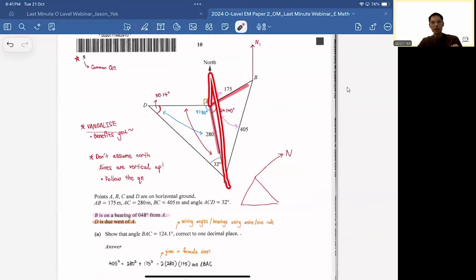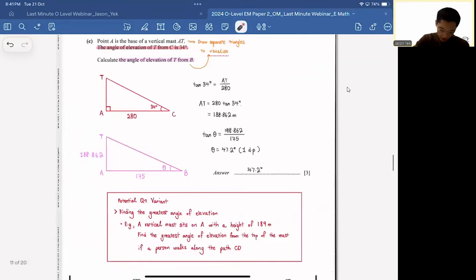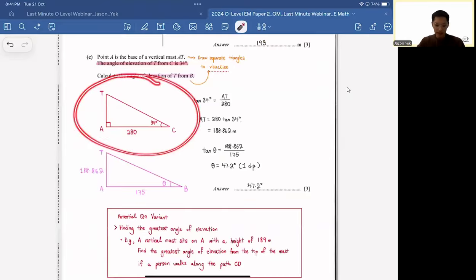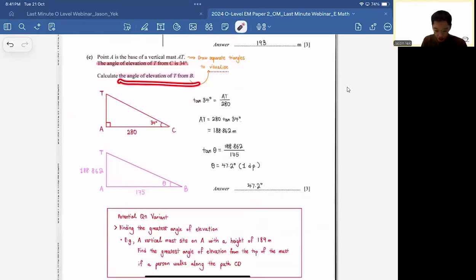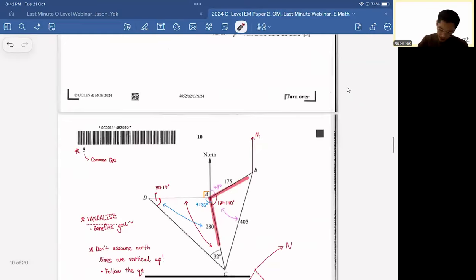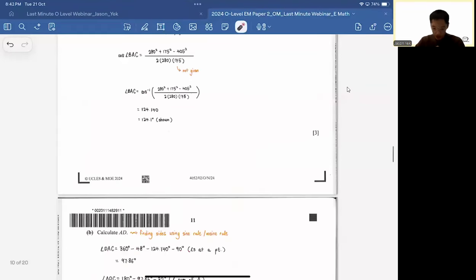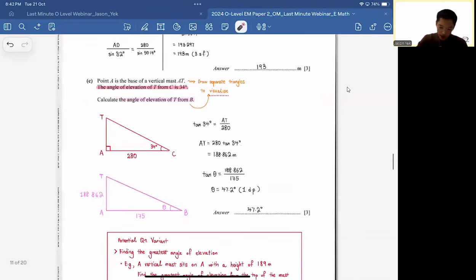All right, so if you actually want to draw out separate triangles, draw it out this way. Make sure you can visualize. In this case, you're finding the height. Then from there, you draw a second triangle that corresponds to T from B. So in this case, T from B is over here. Okay, so draw out separate triangles to help you. And in this case, you realize this is just working out one triangle. This is just working out the other triangle.